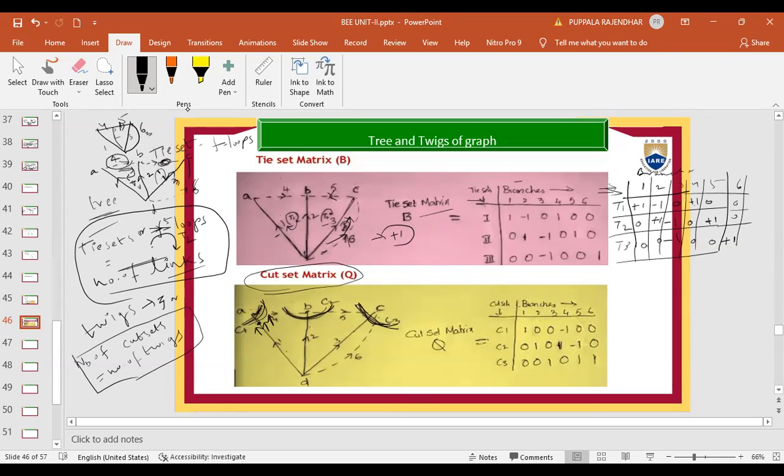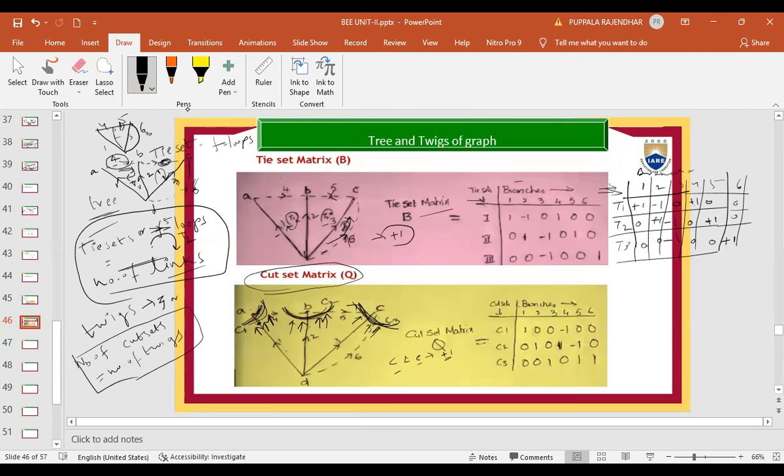This is C1. Now, what about C2? It's formulated because of twig 2, so it follows the same direction as twig 2. Now, C3 is formulated because of the third twig, so it follows this direction. Here also, if the cut set and element are in the same direction, we will take +1.